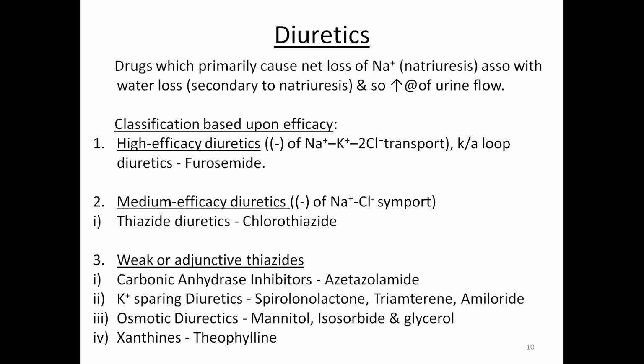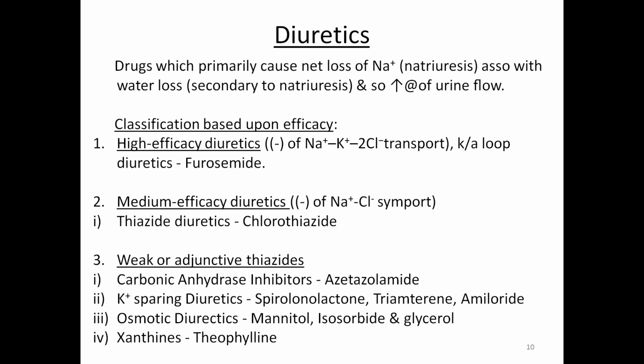So if we classify them based on efficacy, then there are three types: high efficacy diuretics. These work by inhibiting sodium potassium chloride transport, and these are called loop diuretics, for example, furosemide. Then medium efficacy diuretics, which work by inhibiting the sodium chloride symporter. So an example is thiazide diuretics like chlorothiazide.